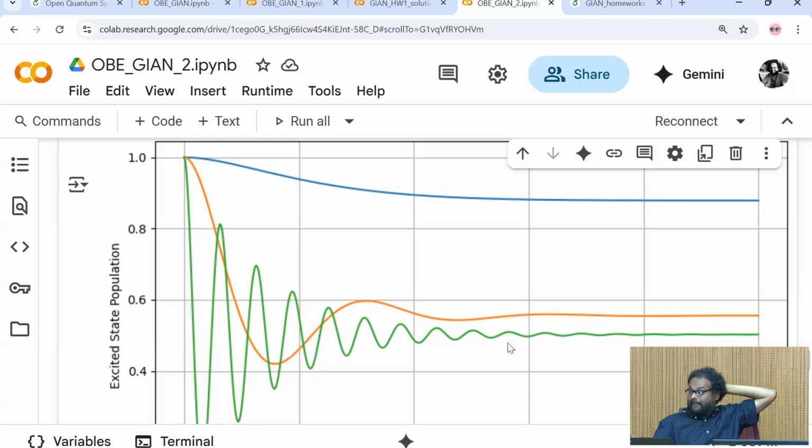That's exactly the point I'm trying to drive home: when you think of excited state population lifetime, you always think it's just coming down. It also depends on how much I'm driving, on the strength of the light-matter interaction. Does it make sense? Or it doesn't?